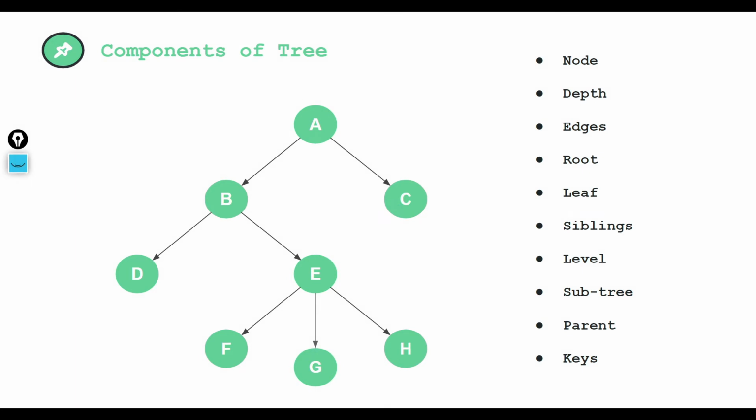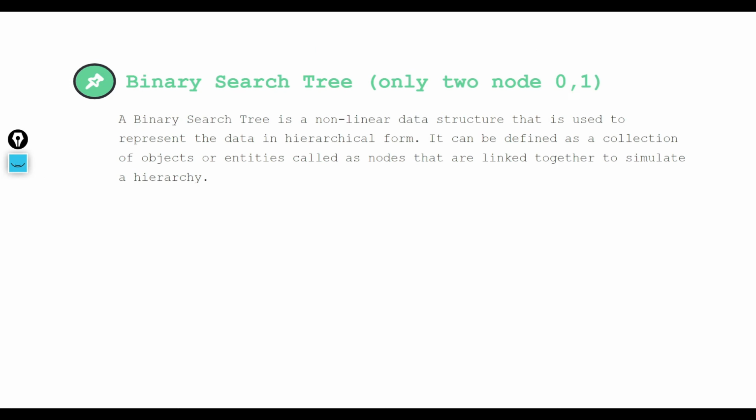Now let's move forward and discuss binary search tree, as it is a part of tree only. A binary search tree is a nonlinear data structure that is used to represent data in a hierarchical form. It can be defined as a collection of objects or entities called nodes that are linked together to simulate a hierarchy. In a binary search tree, we can have zero nodes, one node, or two nodes. But there cannot be more than two nodes in a binary search tree.